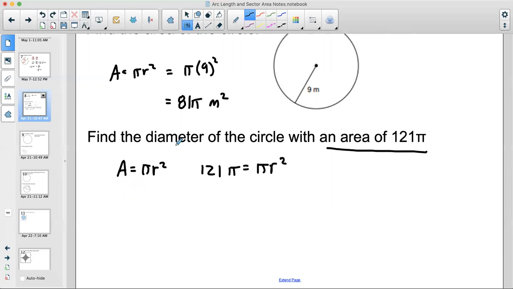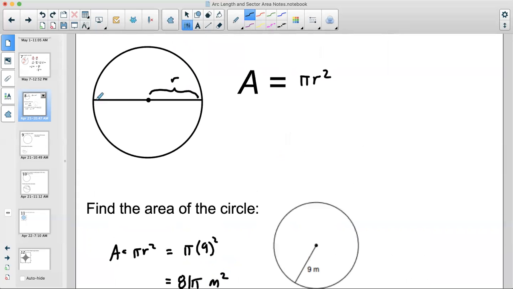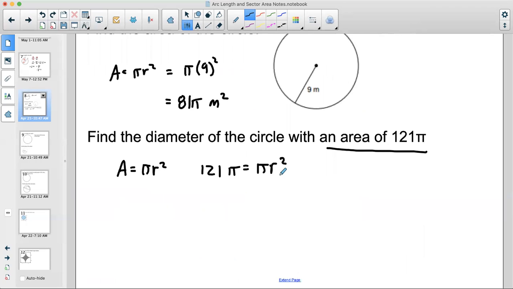Like it says, find the diameter. And this is the radius. But if I find the radius, I can then find the diameter from that. Because as you may recall, the diameter is all the way across the circle and the radius is just halfway across. So when I solve this for the radius, I'm just going to multiply my answer by 2 to get the diameter.